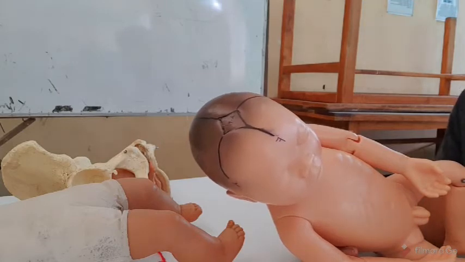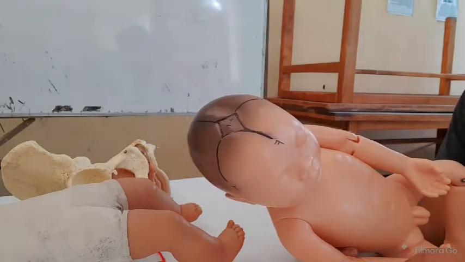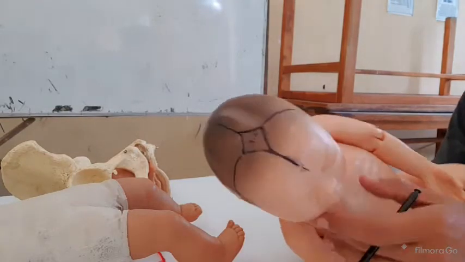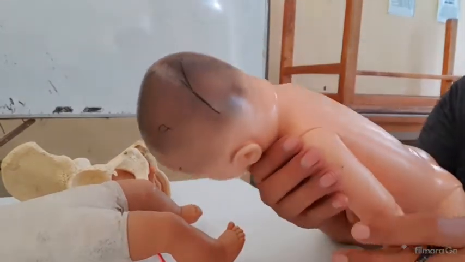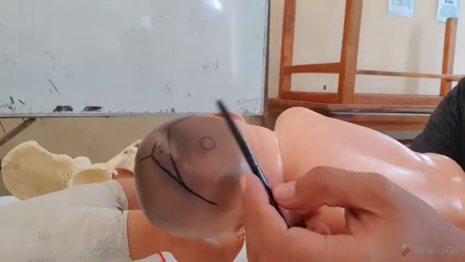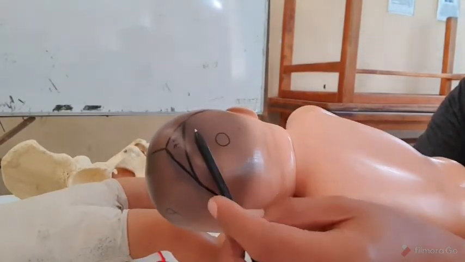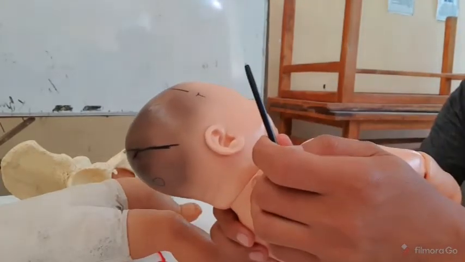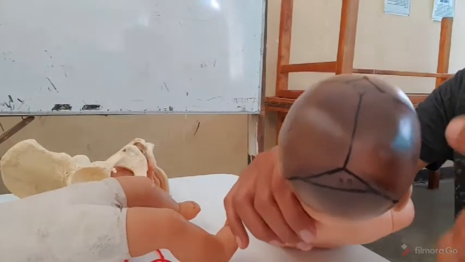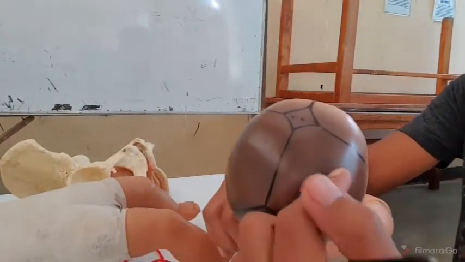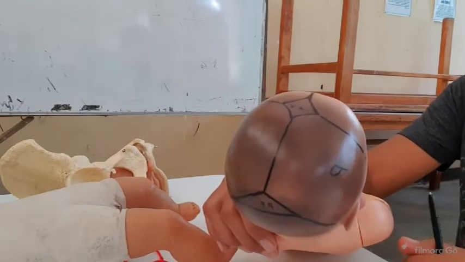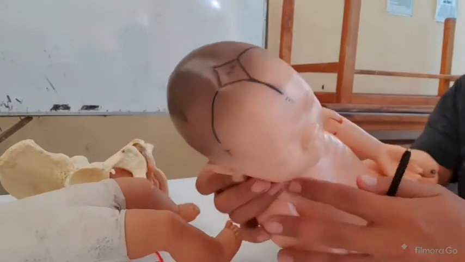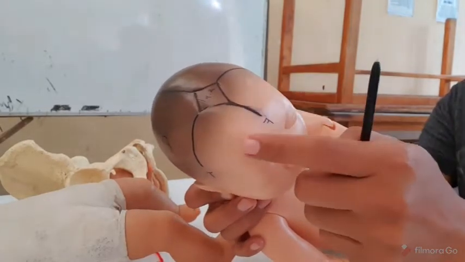So we have different parts of the fetal skull. We have the occipital bone, we have the parietal bone, and we have the frontal bone. The occipital bone is located at the back of the fetal skull above the nape. We also have the parietal bones. So we have two parietal bones. We also have two frontal bones.